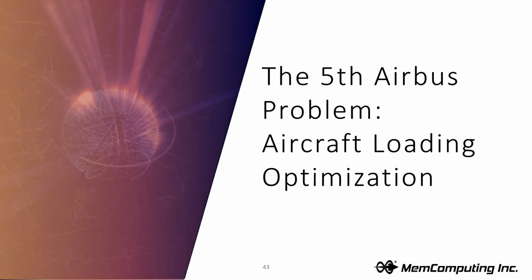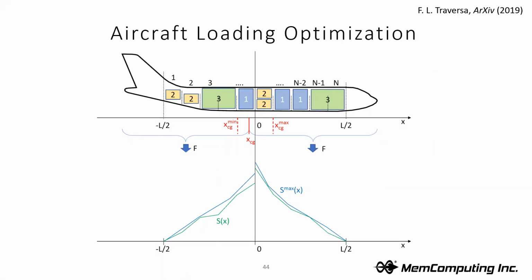And one of these that we solved, and there is a paper out there that explains how we did it, is the optimization of the aircraft loading. So basically you have an aircraft, and you have to load several different containers with different sizes, and you have many different constraints here, starting from the total weight, total volume, and the shear curve, and the center of gravity, and so forth. So it's a pretty complicated problem.